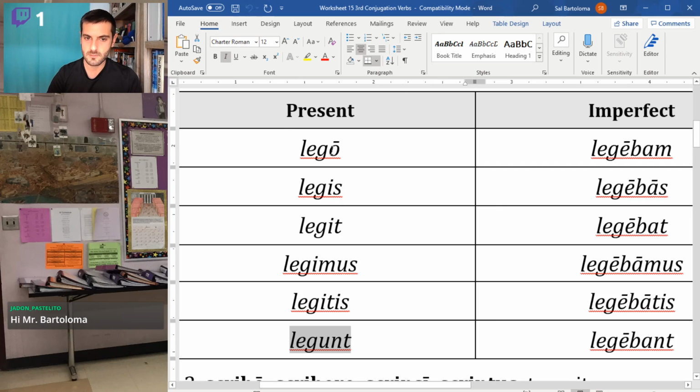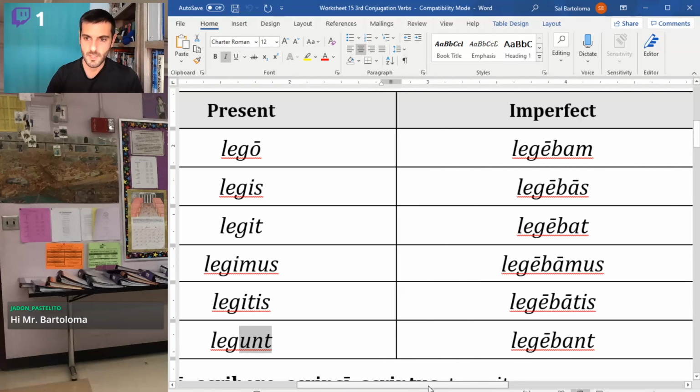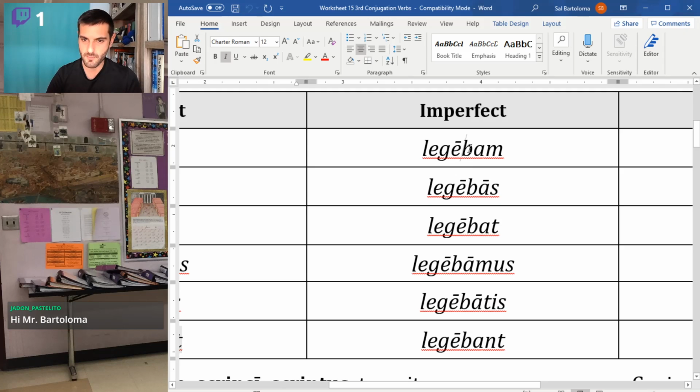So this vowel pattern is like ero, eris, erit, erimus, eritis, erunt. Or we've also seen it in bo, bis, bit, bimus, bitis, bunt. So we've seen this pattern before. We're just going to use it in a different way. Imperfect is what you would expect, right? We have our ba, bas, bat, bamus, batis, bant. And we have an e in front of it, and that happens to be a long e, just for pronunciation's sake. Legebam, legebas, legebat, and so on and so forth.